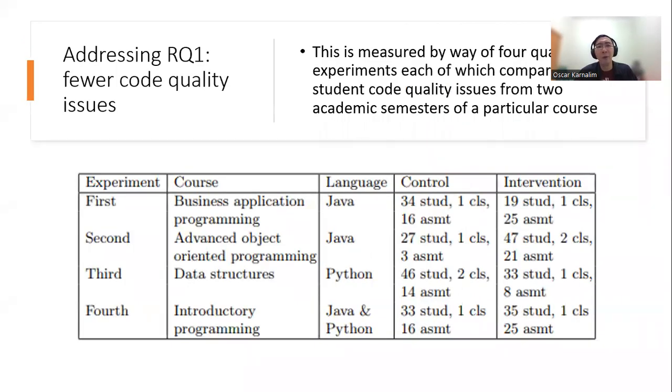So now we will move to evaluation, which is addressing the research questions. First, we will address the first research question, which is fewer code quality issues. So how can this be measured? This is measured by way of 4 quasi-experiments, each of which compares student code quality issues from 2 academic semesters of a particular course. All of the experiments can be seen in the table. So we have 4 courses: business application programming, advanced object-oriented programming, data structure, and introductory programming.